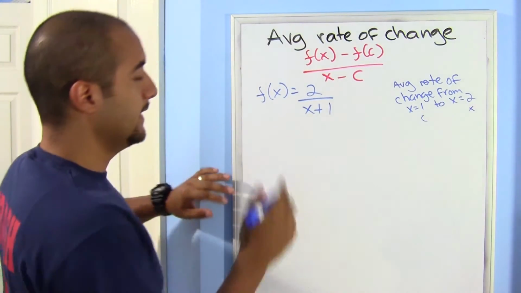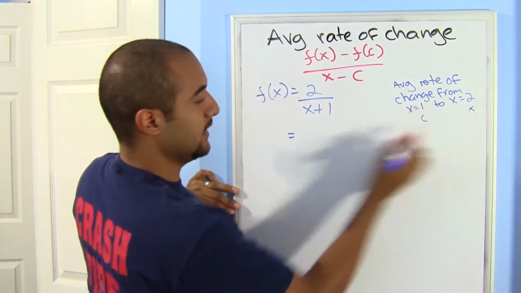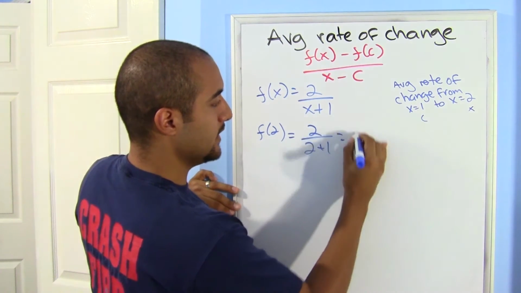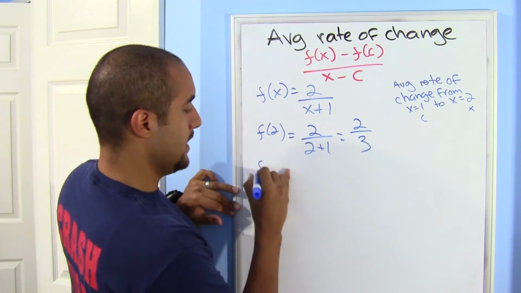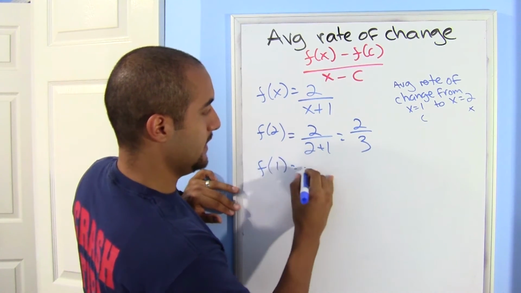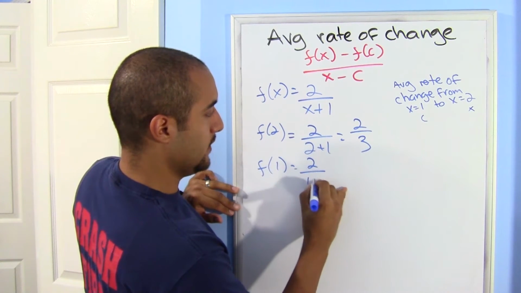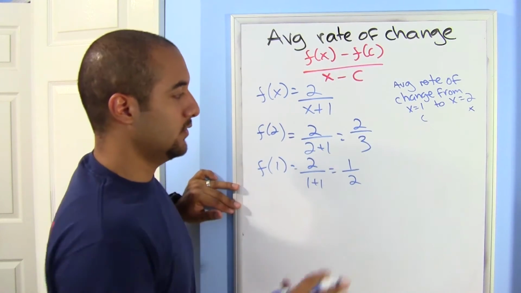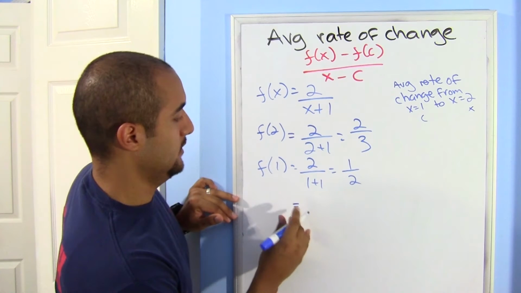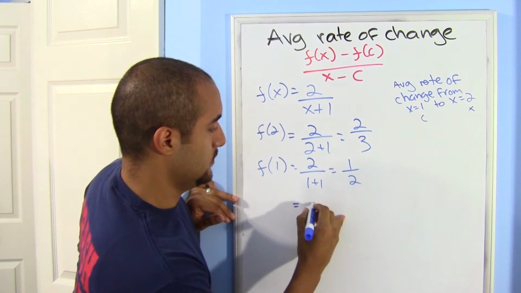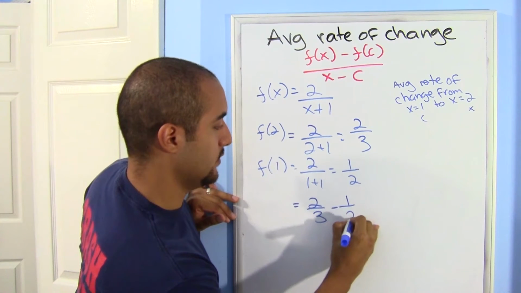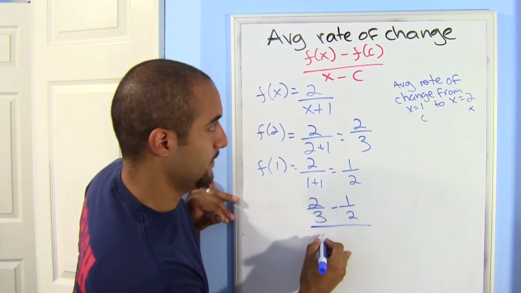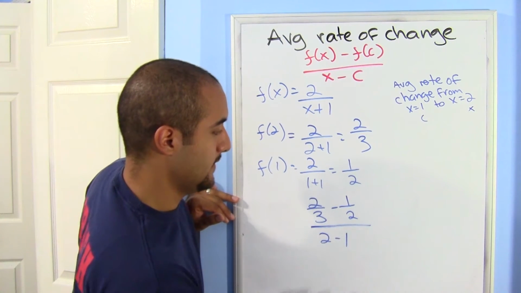Alright, last one for me. Let's go ahead and do this one. f of 2, substitute that 2 in here, plus 1, that's 2 over 3. f of 1 is 2 over 1 plus 1, that's 1 over 2. Okay, so even if you have fractions, don't worry about it. So here I get 2 over 3 minus 1 over 2, over 2 minus 1.